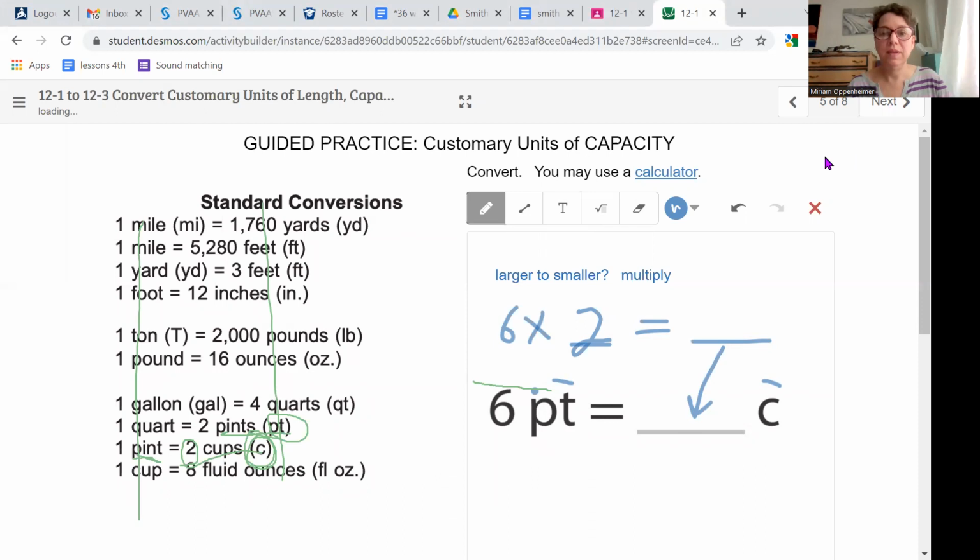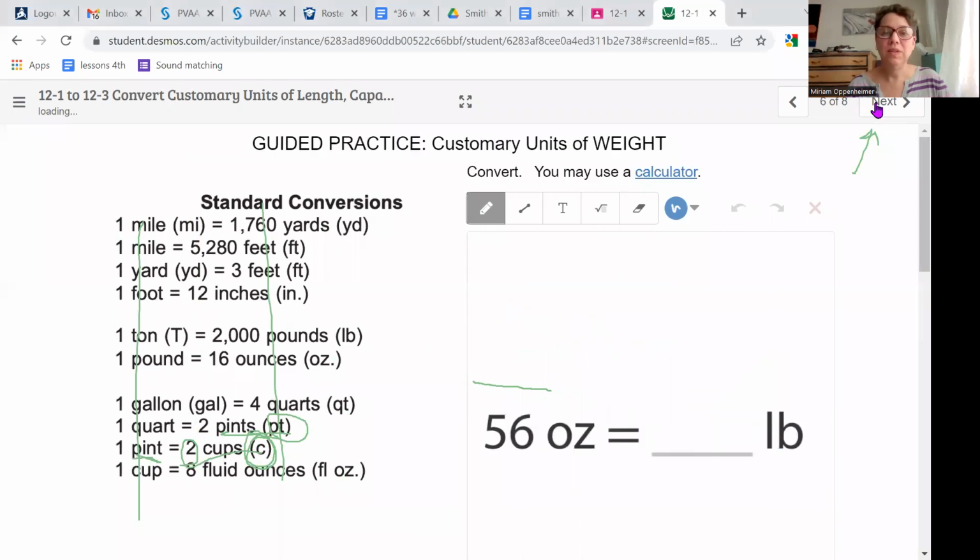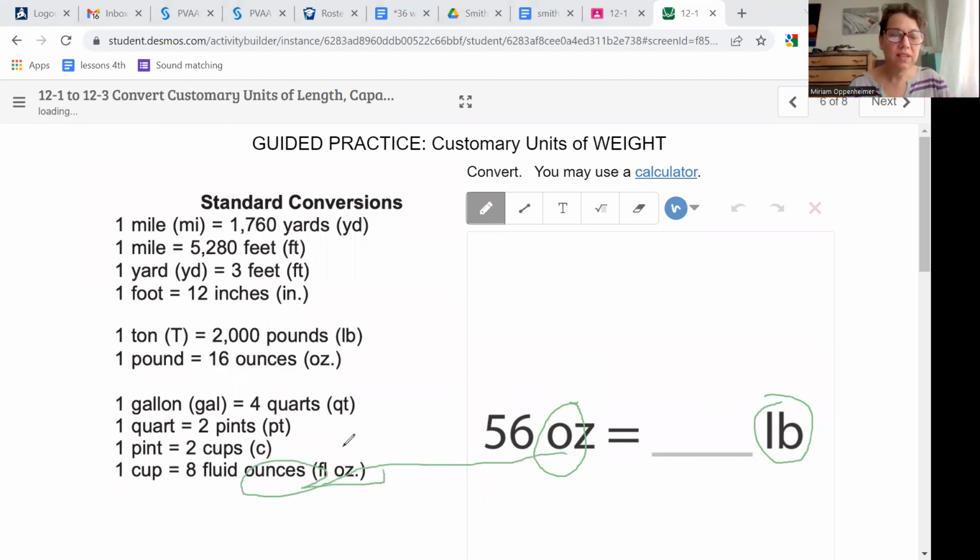Next. Go up here to next. Okay, we have the same problem. We have OZ and LB. OZ, what is OZ? Ounces, right? See the OZ, it's ounces. And then LB, more interesting. Where is LB? Well, here's LB. And here's OZ again.